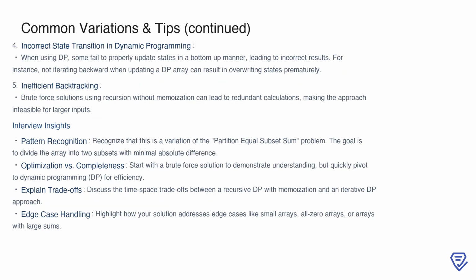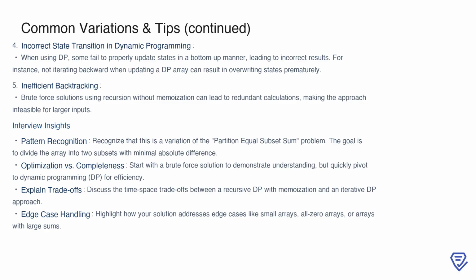Another area where mistakes frequently occur is in the dynamic programming state transitions. If you're using a DP array, updating it in the wrong order, like iterating forward instead of backward, can overwrite states prematurely, leading to incorrect results. This is a critical detail to get right. Inefficient backtracking is another pitfall. Without memoization, recursive brute force approaches lead to redundant calculations, making them infeasible for larger inputs.